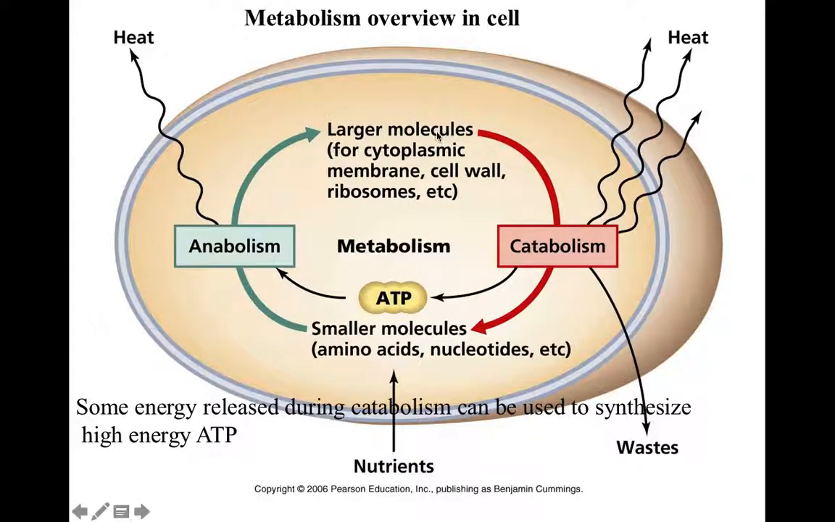This is a cartoon showing the linking. With catabolism, we're breaking down larger molecules, releasing energy. Some of that energy can be captured to make ATP, right? And then if we look at anabolism, it requires an input of energy. We're taking smaller molecules and making larger ones. And very often the source of energy is going to be ATP.